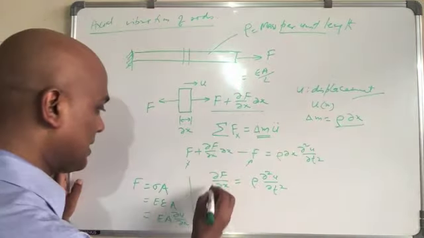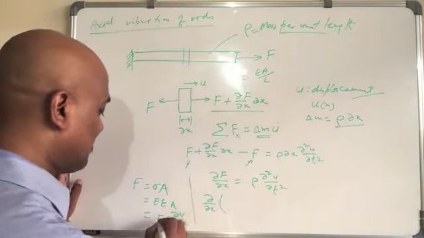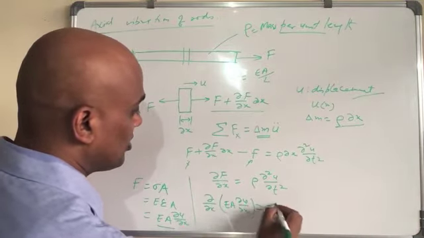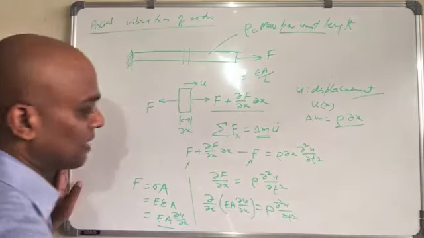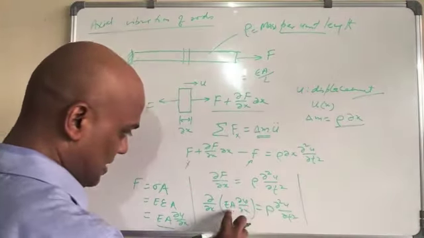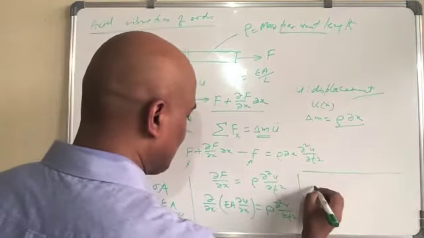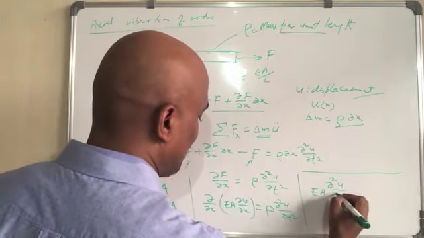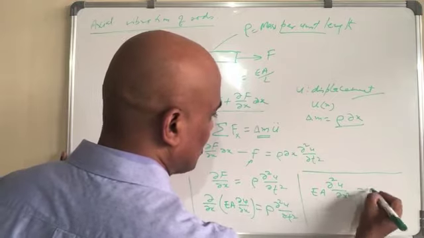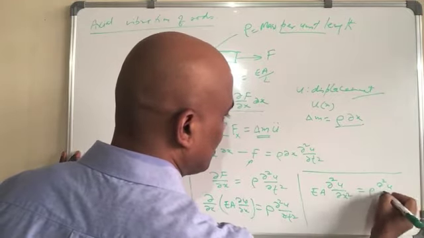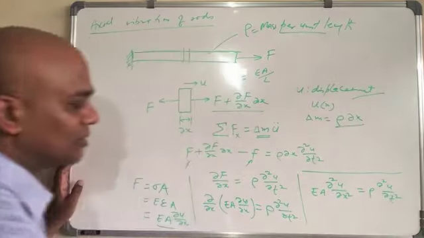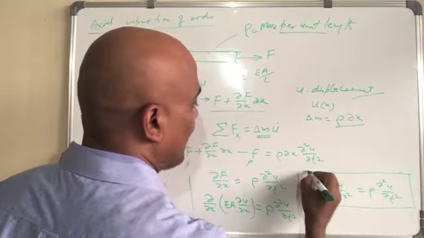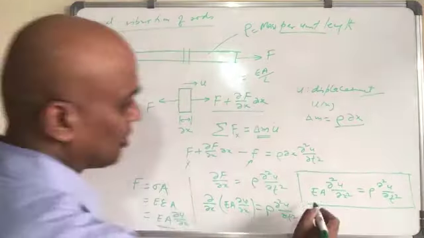So we can write here ∂/∂x of EA ∂u/∂x equal to rho ∂²u/∂t². So the final equation, assuming EA is constant, becomes EA ∂²u/∂x² equal to rho ∂²u/∂t². This is the equation you get for the axial vibration of the rod.